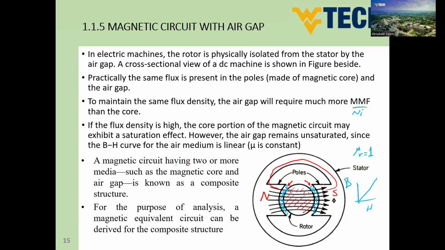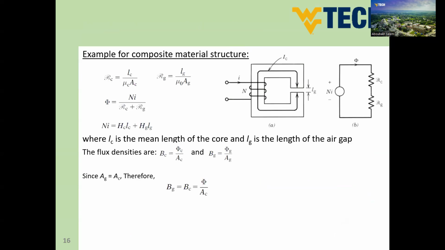A magnetic circuit having two or more media, such as magnetic core and air gap, is known as a composite structure. So we have, guys, all rotating motors and generators are considered composite structures because we have an air gap in these devices. For the purpose of analysis, a magnetic equivalent circuit can be derived for the composite structure, and we said that for all devices we have to make an equivalent circuit in order to do this analysis.